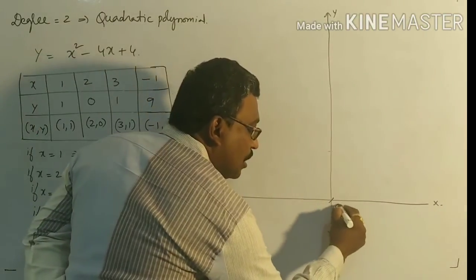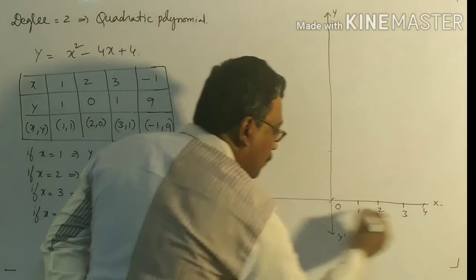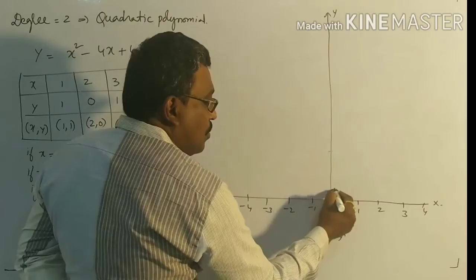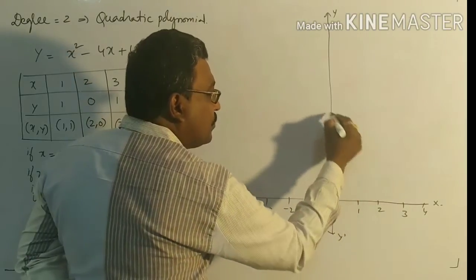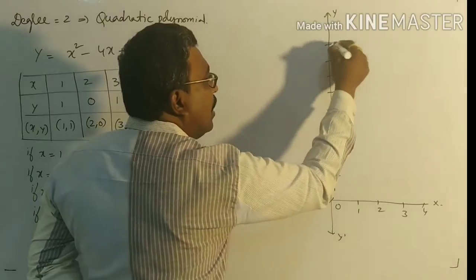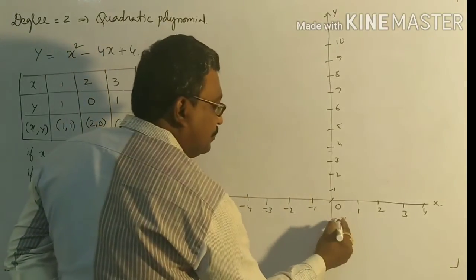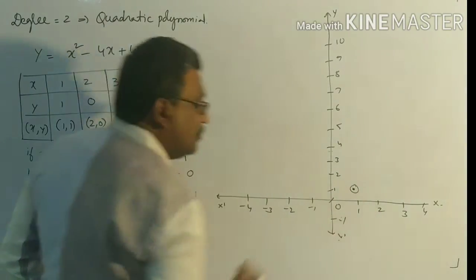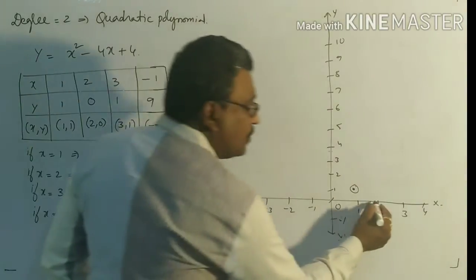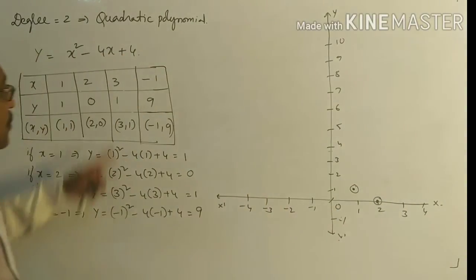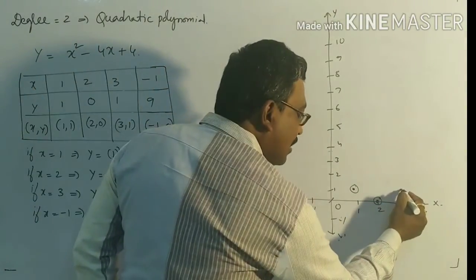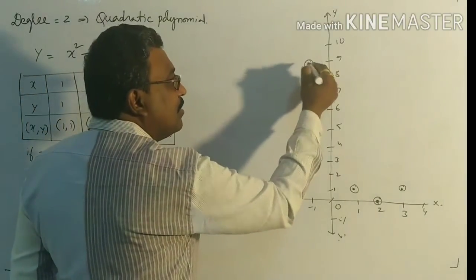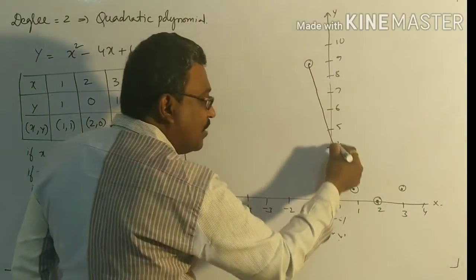Now mark 0, 1, 2, 3, 4 and minus 1, minus 2, minus 3, minus 4 on the axes, and 1, 2, 3, 4, up to 10 on the y-axis. First point, 1 comma 1. 2 comma 0. 3 comma 1. Minus 1 comma 9. Join 2 points at a time with a free hand.